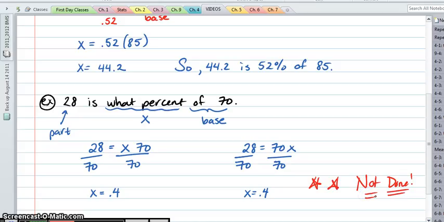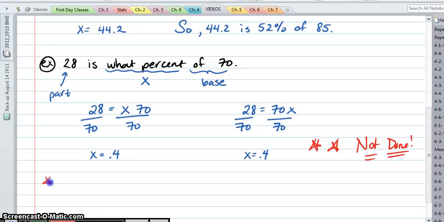The reason why we cannot do that is because we're not working with the proportions like we were before, where we had the percentage over 100. So we do need to take another step. I'll just call it step 2. We need to convert the decimal into a percentage.